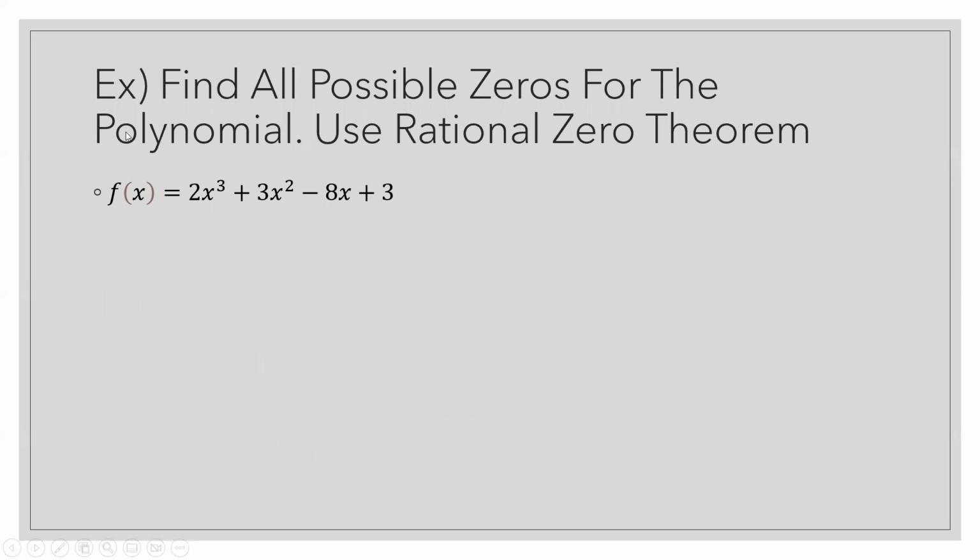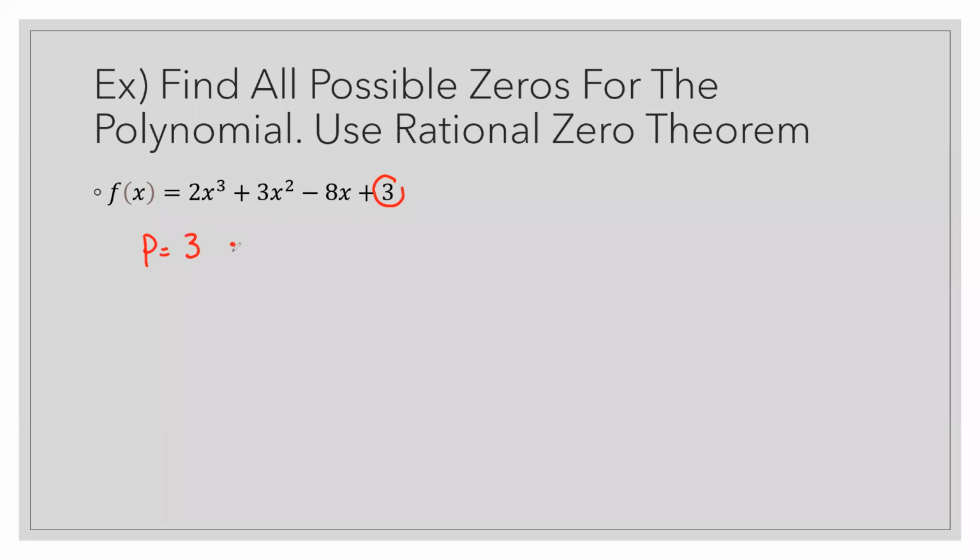So in the example, it says find all possible zeros. Use rational zero theorem. So they're asking what are your possible x-intercepts, your possible zeros. They're not asking you to factor. We just want to know your possible zeros. So let's first figure out what our p is. My p is going to be the constant, usually the last term, and our constant is 3. If this was a minus 3, don't even worry about the minus. It's always going to be positive, okay?